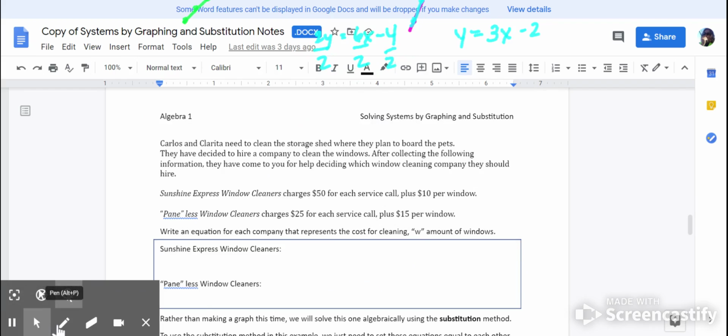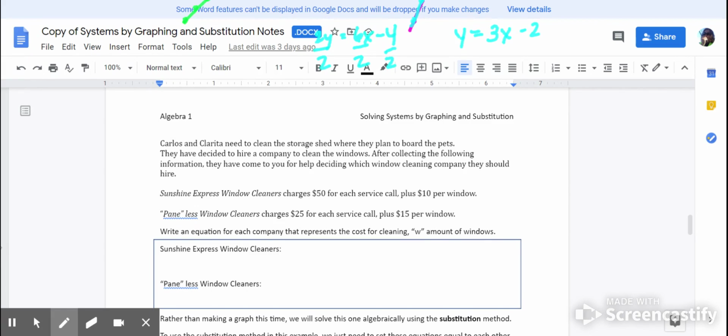So we're going to transition at this point back into substitution. Also, we're going to go back and look at Carlos and Clarita. They need to clean the storage shed where they plan to board pets. They've decided to hire a company to clean the windows. After collecting the following information, they've come to you for help deciding which window cleaning company they should hire. Sunshine Express Window Cleaners charges $50 for each service call, plus $10 per window, while Painless Window Cleaners charges $25 per service call, plus $15 per window.